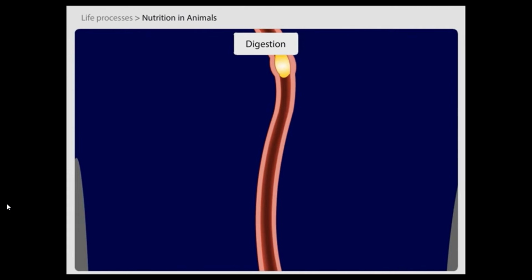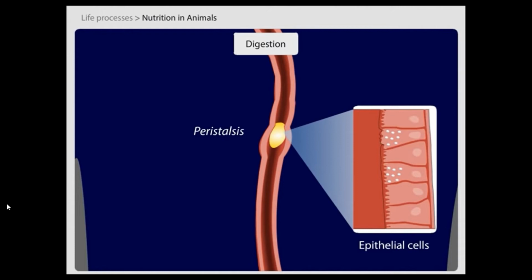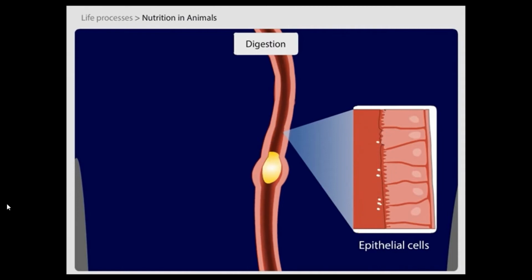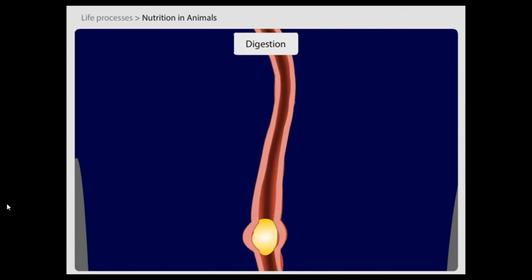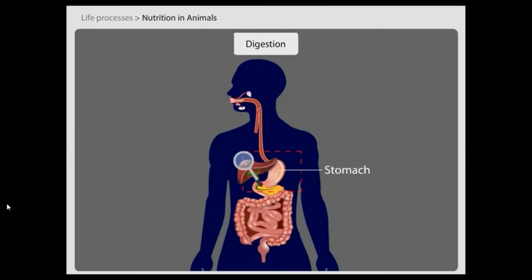The esophagus is lined with muscles that contract and relax rhythmically. This pushes the food forward, and this is called peristalsis. Peristalsis occurs all along the gut. The epithelial cells of the esophagus also secrete mucus, which lubricates the food. This also helps push the food forward. The peristaltic movement of the esophagus pushes the food into the stomach.